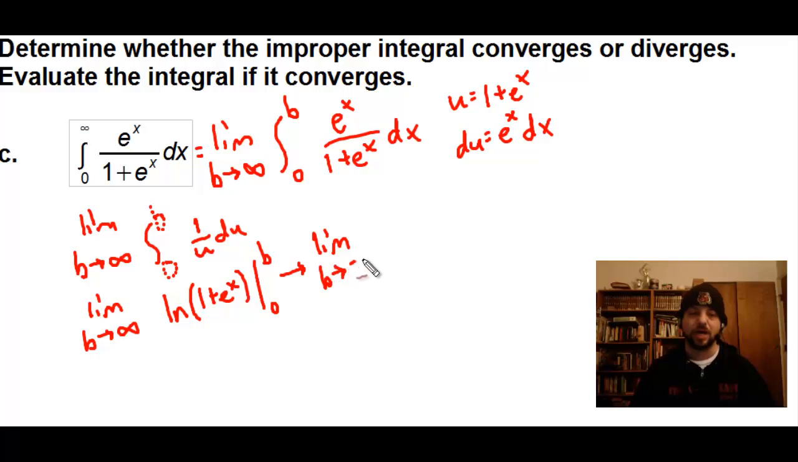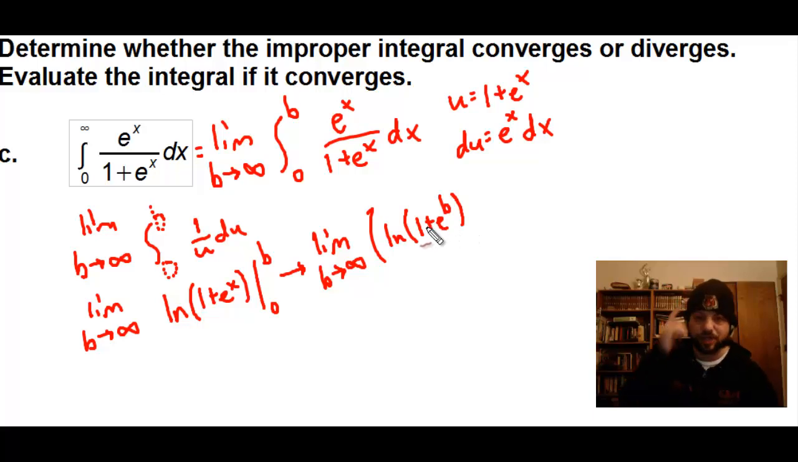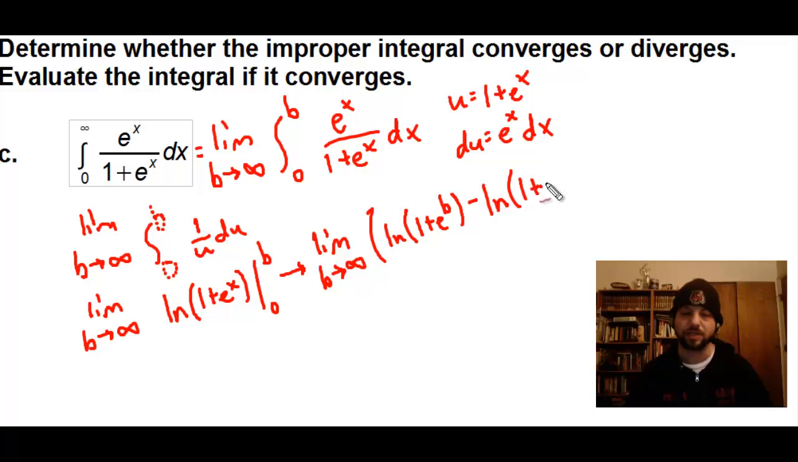Well, let's see how this looks when I use my fundamental theorem of calculus and plug in my upper and lower bounds. What I'm going to end up with here is the natural log of 1 plus e to the b, and I want you to think of that as essentially e to some crazy huge power. I have a feeling this is going to be unbounded, but just for the sake of brevity, let me finish this out. It'll be minus the natural log of 1 plus e to the 0.